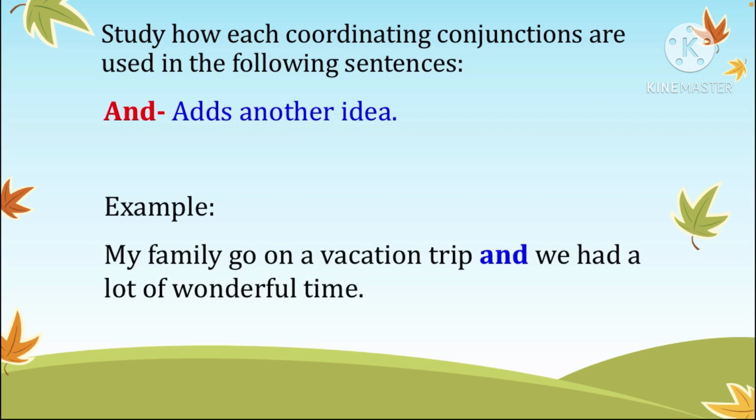Another conjunction is and. It adds another idea. Example: my family went on a vacation trip and we had a lot of wonderful time. Our coordinating conjunction is the word and. Remember, we use the word and to add another idea.